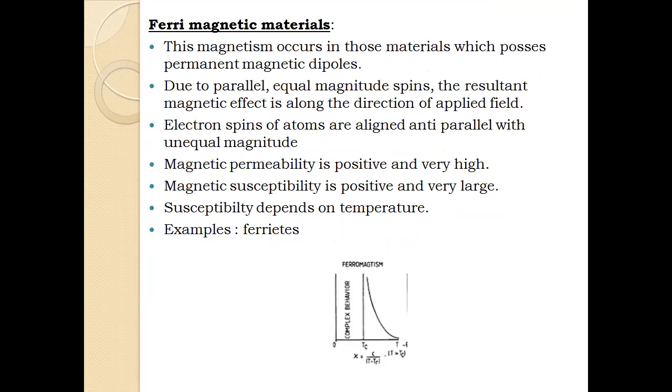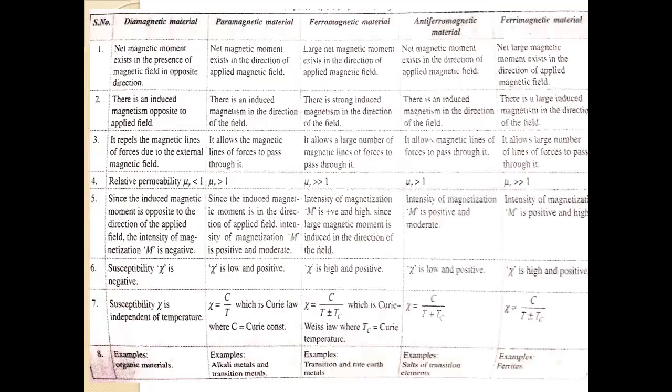Coming to the ferrimagnetic materials, these are the magnetic materials which possess permanent magnetic dipoles. Due to antiparallel unequal magnitude spins, the resultant magnetic effect is along the direction of the applied field, and the electron spins of atoms are aligned antiparallel with unequal magnitude, and magnetic permeability is positive and very high. Susceptibility is positive and very large. Hence, the susceptibility depends on temperature, and the best examples are ferrites.